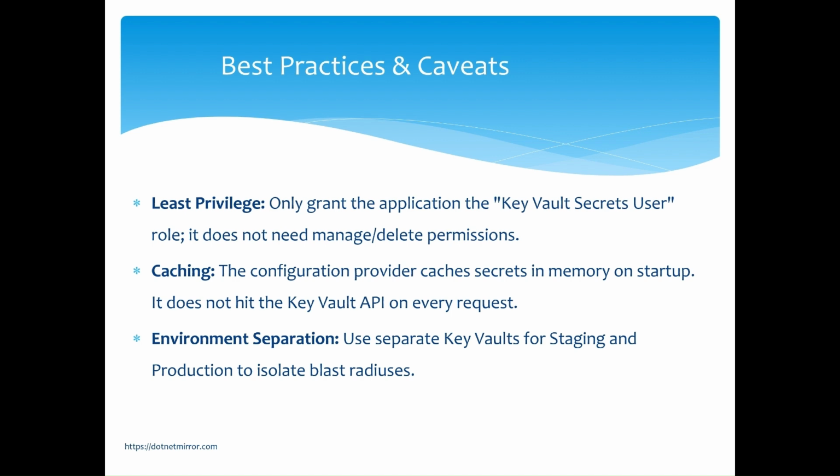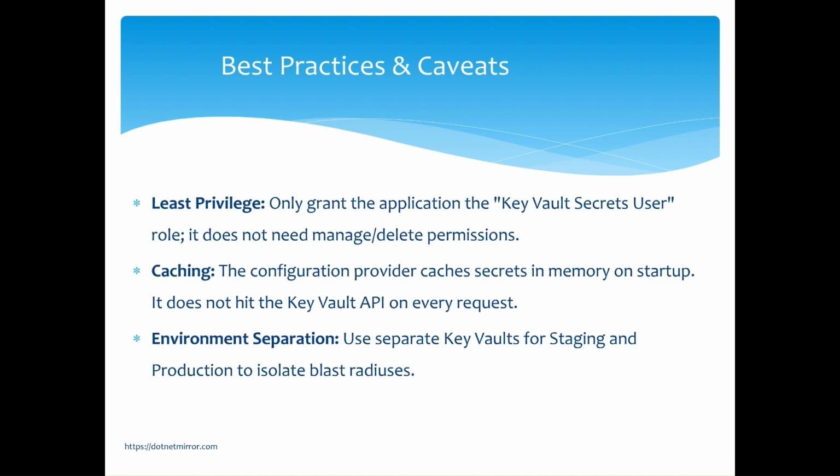Before we wrap up, let's talk architectural best practices for scale. First, the principle of least privilege. When you assign the managed identity to your app, only grant the Key Vault Secret Officer role. Your application only needs to read the secrets. It should never have permission to manage or delete them. Second, performance. A common concern is that reaching out to Azure for every database call will cause latency. Don't worry, the configuration provider caches these secrets in memory upon application startup. It doesn't hit the Key Vault API on every single HTTP request.